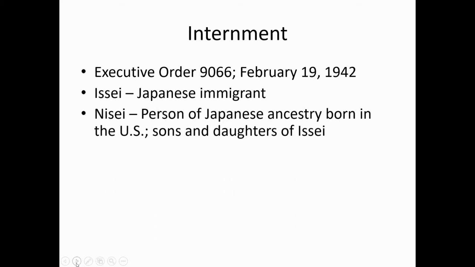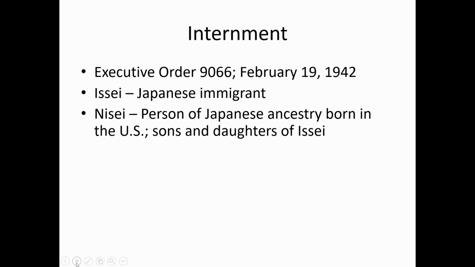So February 19th, 1942, a couple months after the attack on Pearl Harbor, President Roosevelt issues Executive Order 9066. And it says anyone of Japanese ancestry must be evacuated from this military zone, and I'll show you where that is exactly in a second.